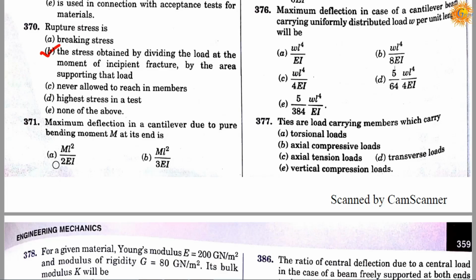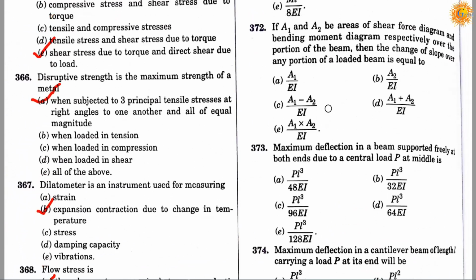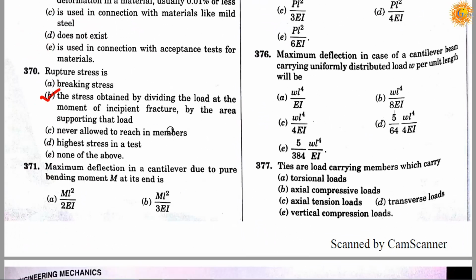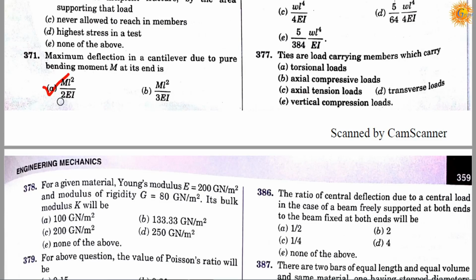Question number 371. Maximum deflection in a cantilever due to pure bending moment M at its end is, option A, ML square divided by 2EI, option B, ML square divided by 3EI, option C, ML square divided by 4EI, and option D, ML square divided by 6EI, and option E, ML square divided by 8EI. Correct answer is A. It's ML square divided by 2EI.